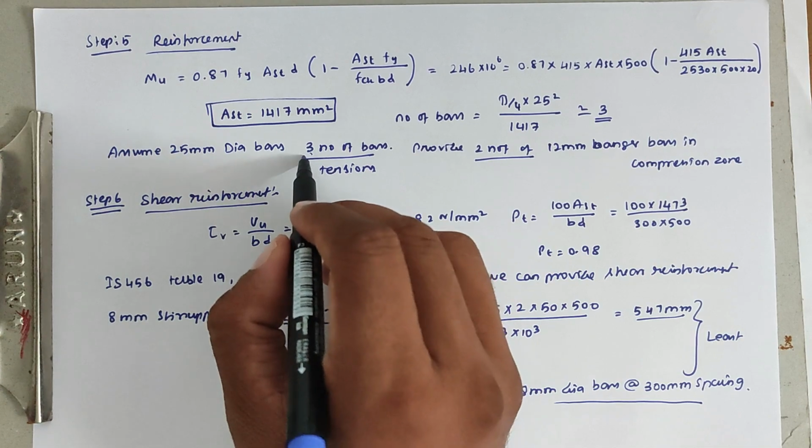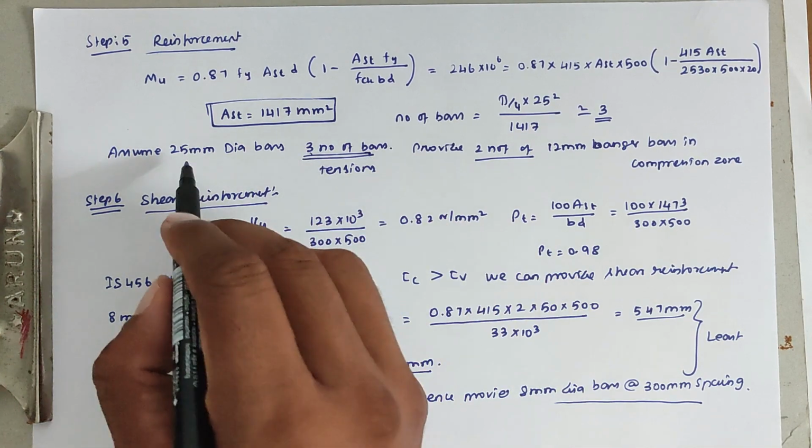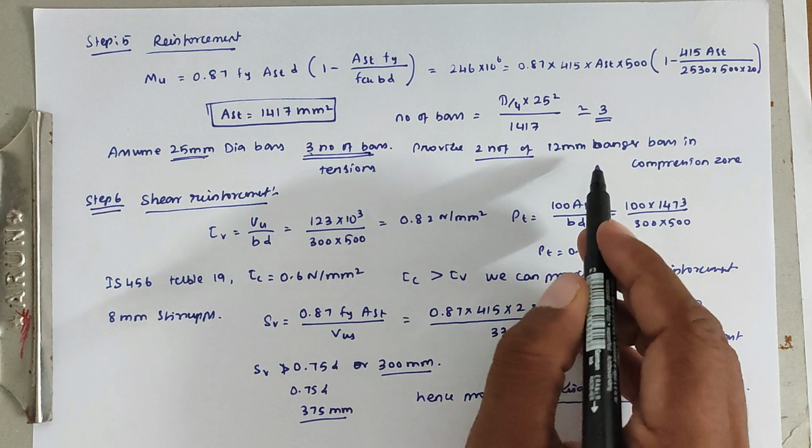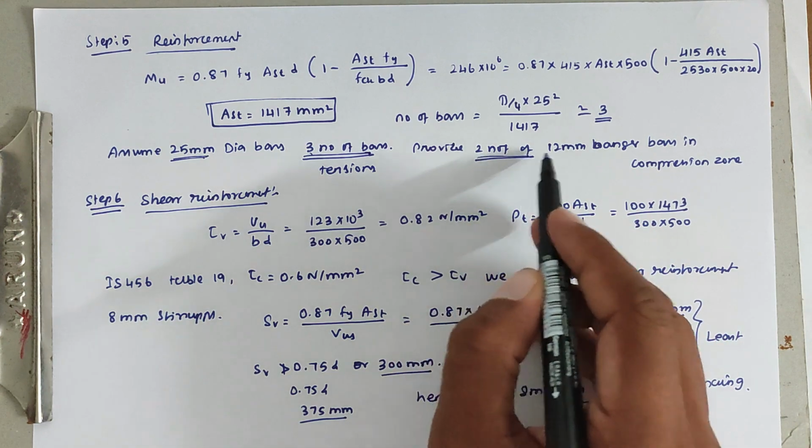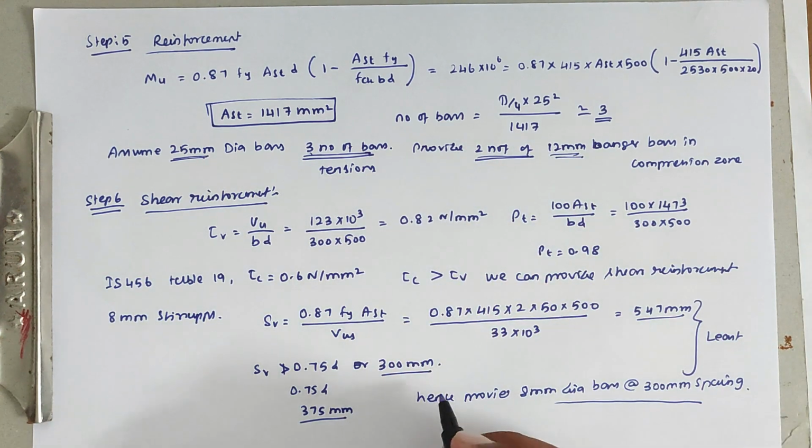So we can provide the tension reinforcement of 3 numbers of 25 mm dia bars. Then in the compression zone, the hanger bars will be 2 numbers of 12 mm dia bars. Then we provide the shear reinforcement of 8 mm dia bars at 300 mm spacing center to center. This is the method we can solve the problem.